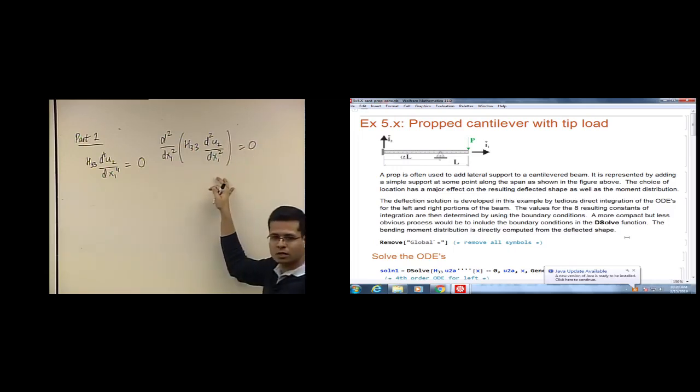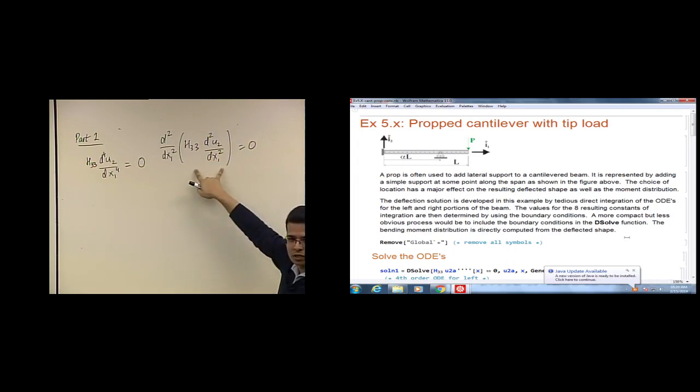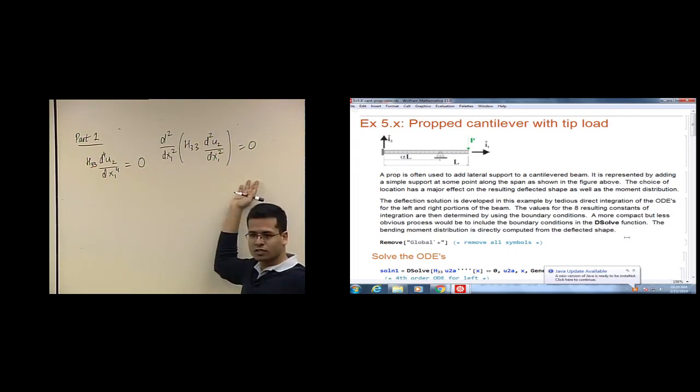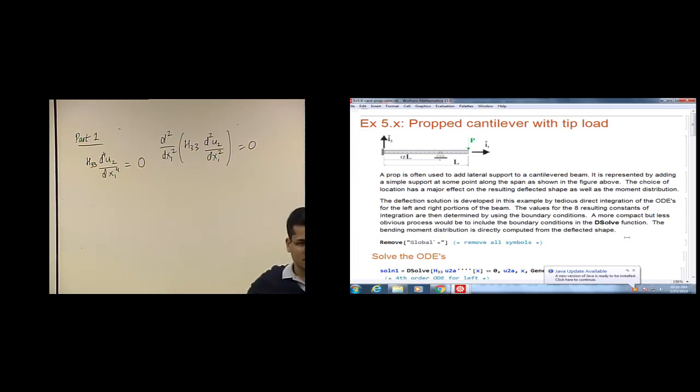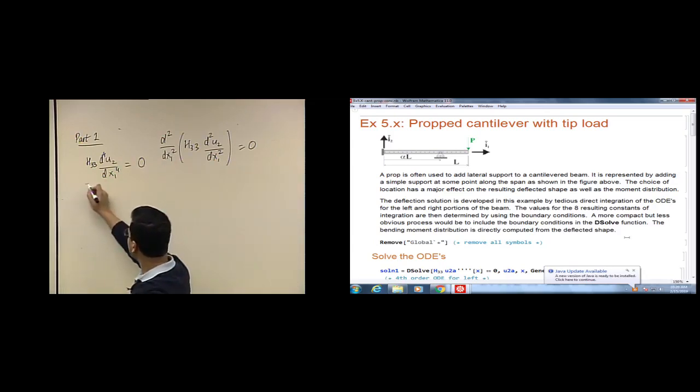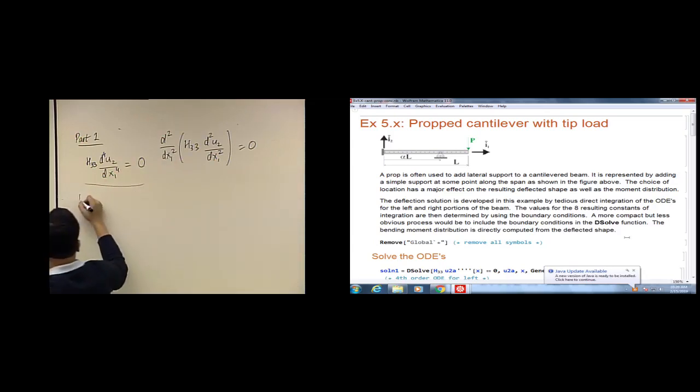So this is your original equation, whereas this is the moment. You differentiate it to get shear forces, and you differentiate it again to get the distributed load. So that's how it works, but we are assuming that it's made of uniform material, so H33 comes out and you get this equation. Now let's write the boundary conditions for this part.